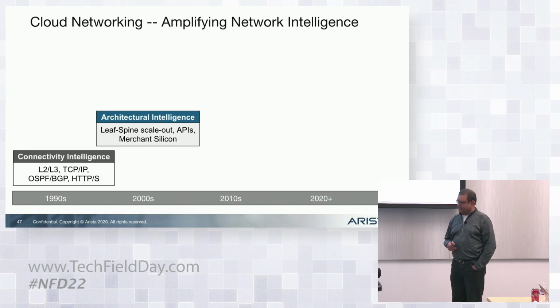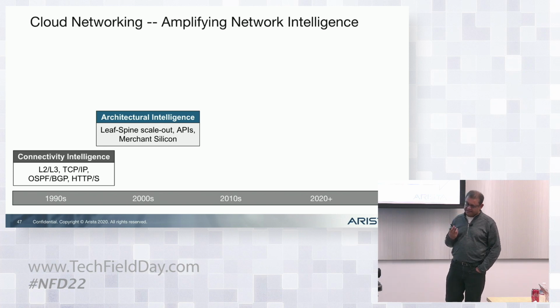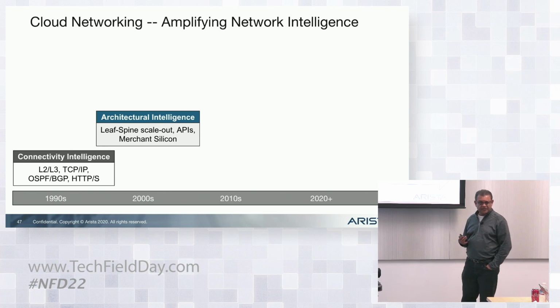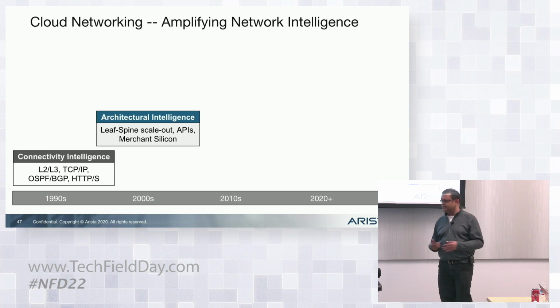So perhaps if we look back, we are starting the fourth decade in this new networking regime. We started out in the 1990s, our first decade of sort of internet class networking, right, with TCP/IP, L2, L3, Ethernet, HTTP. We got connectivity. We all got connected through the internet.